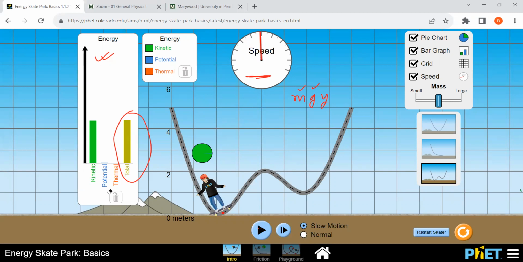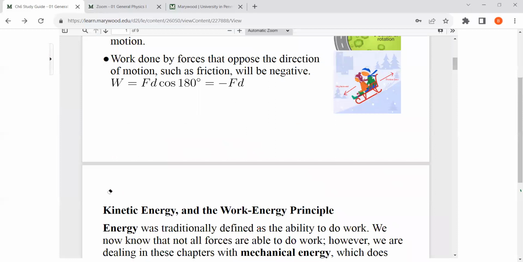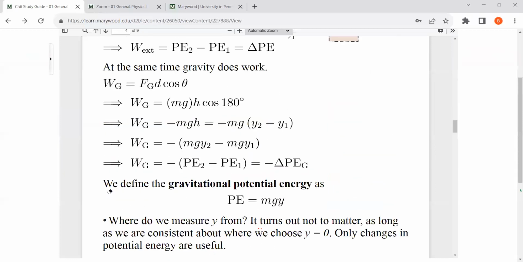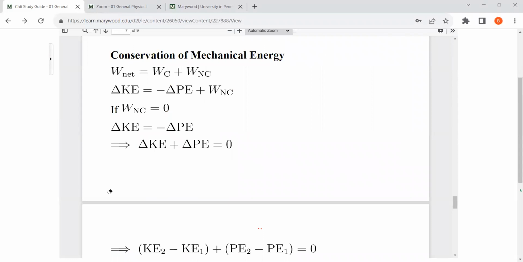Now let me go back and then talk about the conservation of energy. The next topic we are going to learn is the conservation of energy. So this is the conservation of mechanical energy, which means when there is no work done by non-conservative force.